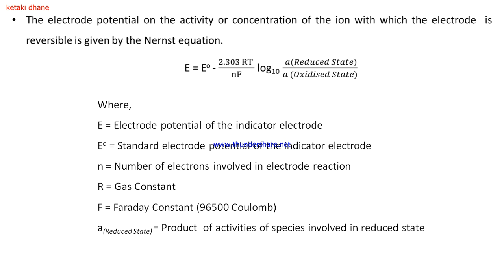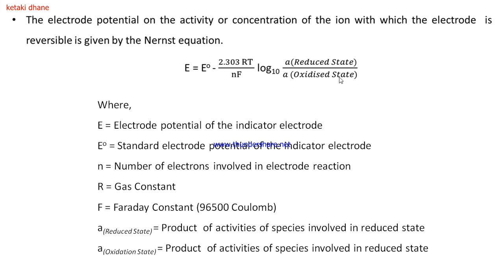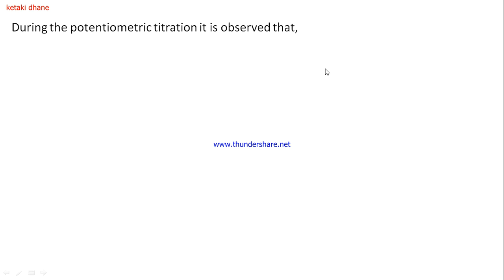E0 is the standard potential of the indicator electrode, which is known to us as it is a standard. n is the number of electrons involved in the electrode reaction, that is, how many electrons are involved in this reaction. R is the gas constant. F is the Faraday constant, which is 96,500 coulombs. a is the product of the activities of the species in the reduced state, divided by the product of the activities of the species in the oxidized state.